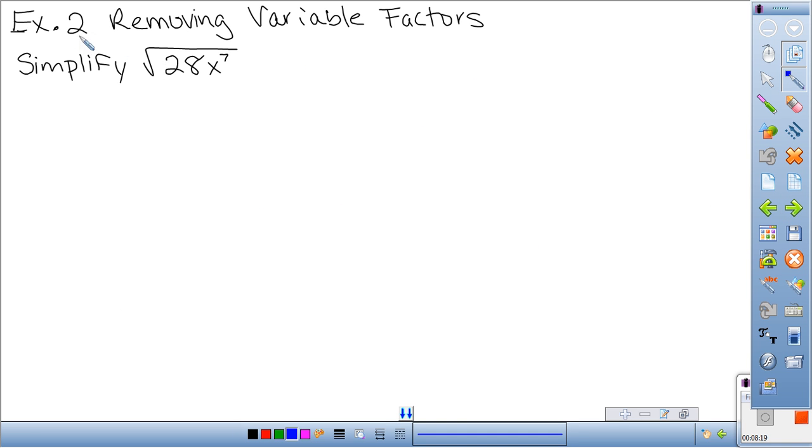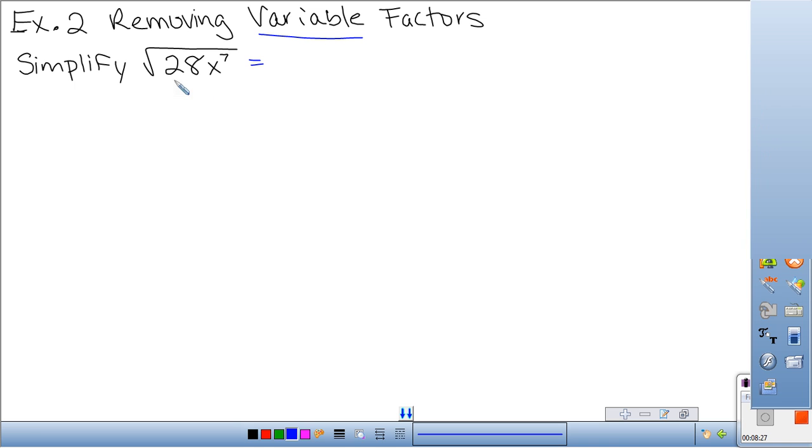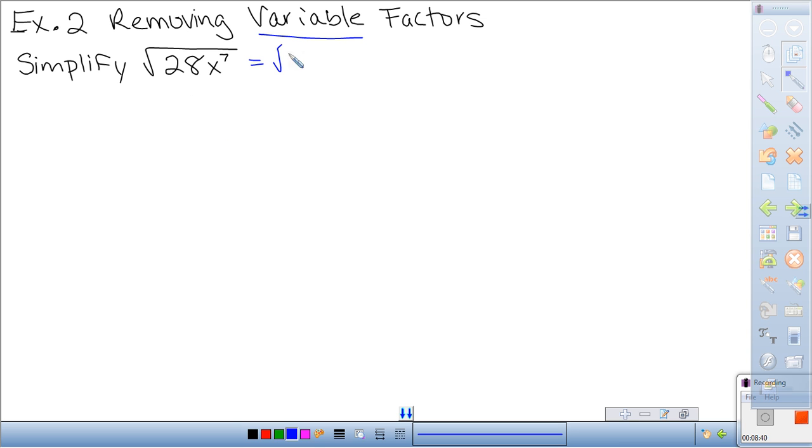Okay, in example 2, we're still simplifying radicals, but now we also have to deal with variables. Don't worry, it doesn't get too much more difficult. So again, using the book's method, they want us to find the perfect square factor of 28 and times another factor. So we could break down 28 to be the square root of 4 times the square root of 7. 4 is our perfect square factor.